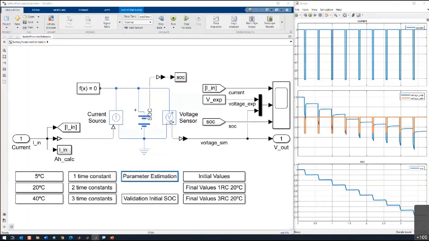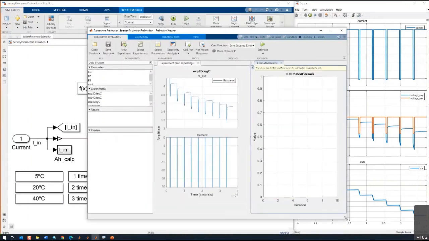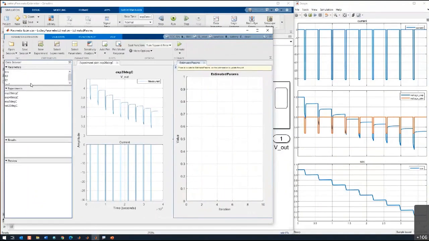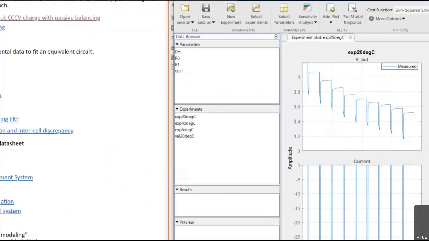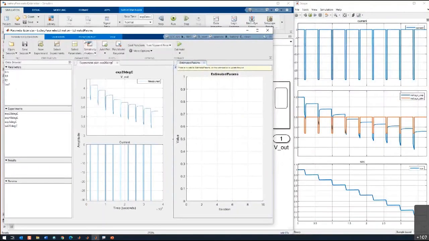So let me quickly show you how to do that. Okay. Here I indicated to this graphical user interface what are the parameters that I want to estimate. Keep in mind, again, that each of these parameters is a 10-element vector, okay? It's not four parameters, but 40 parameters, right? And then which experiment I am going to be using.